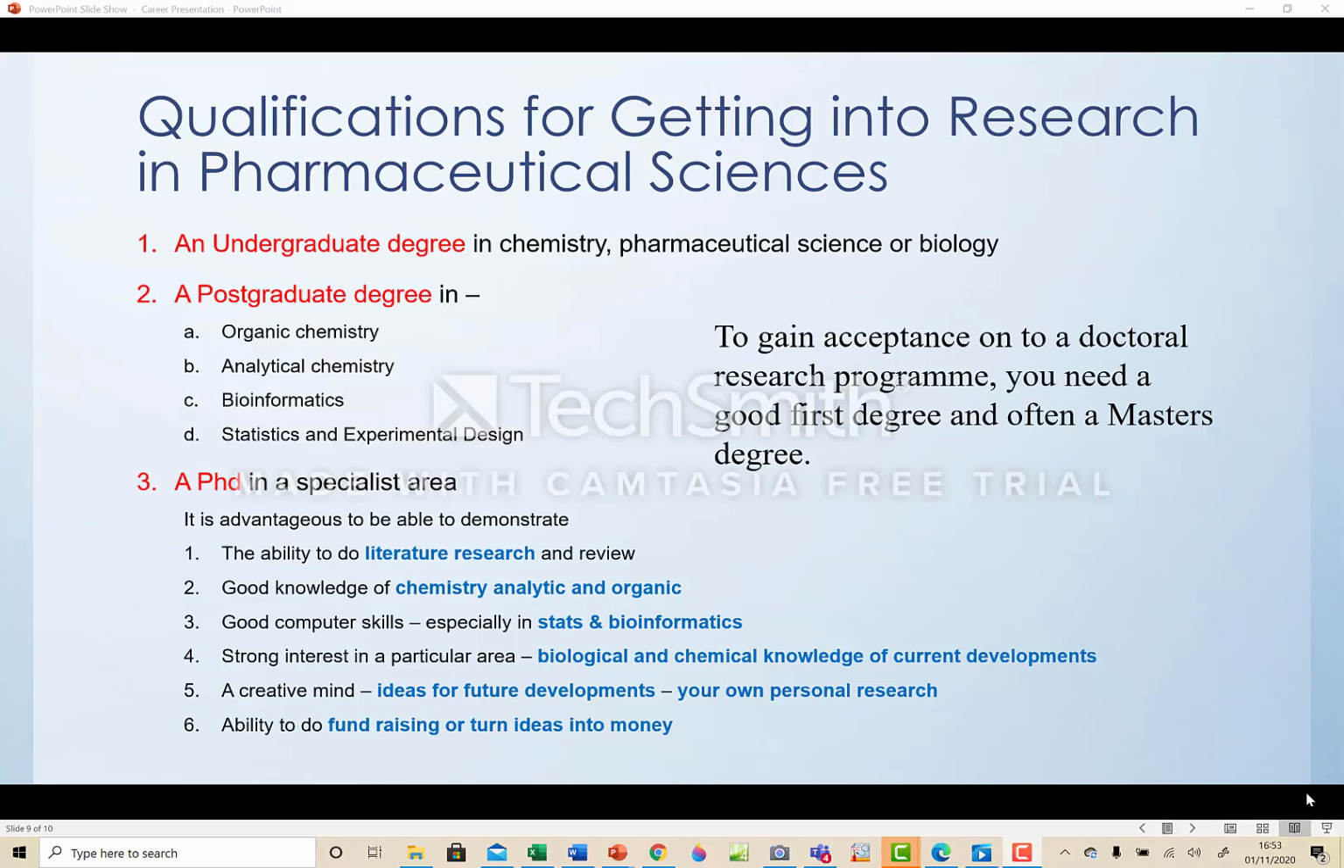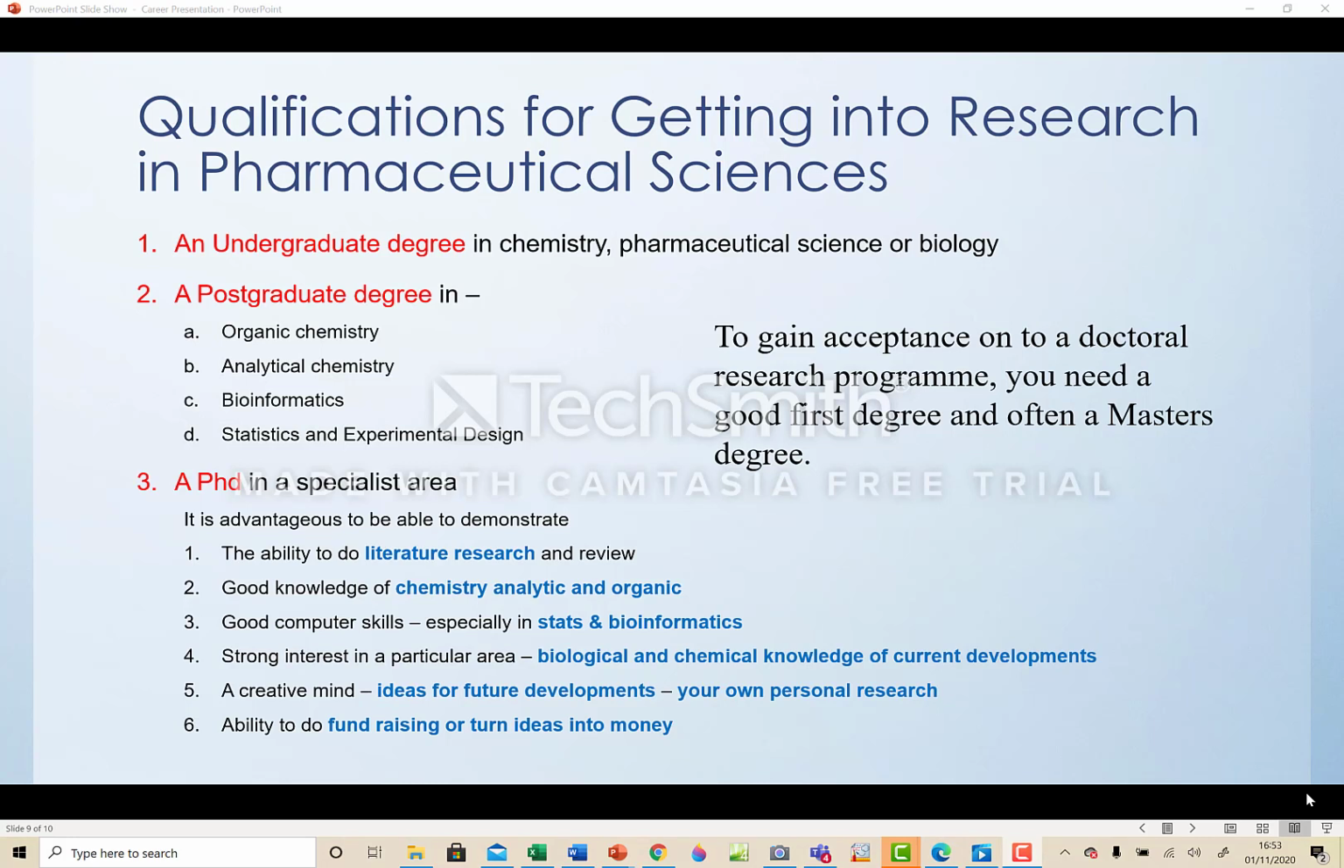So, what are the qualifications for getting into research in the pharmaceutical sciences? Well, firstly, you definitely need an undergraduate degree in chemistry, pharmaceutical science, or biology, and this needs to be a 2-1 or a first.